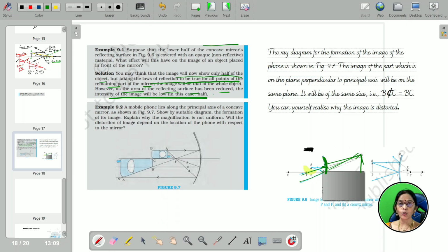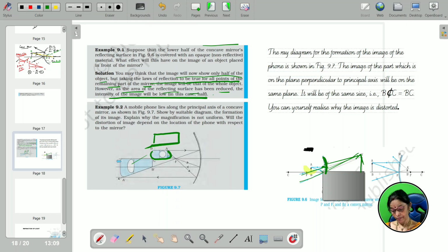Similarly, in 9.2, I am not taking the height of the image; instead, I am considering the horizontal size. This is a finite distance. Since it is a finite distance, different parts of the mobile phone will undergo reflection and produce images at different distances. So the object is between f and 2f, and the image is beyond 2f. So you get an enlarged image, and you must notice which part of the image is enlarged and the difference in size.